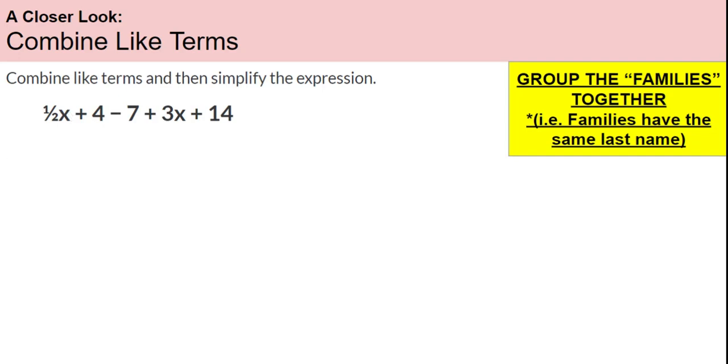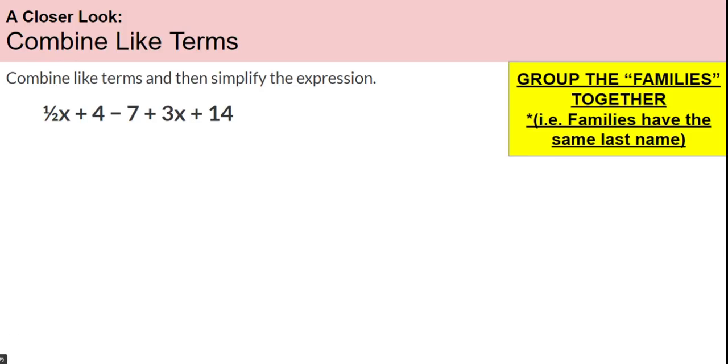So based off of that skills review video, we're not going to do much different. We're going to identify them and then combine them. What does that word combine mean? That's an addition word, or it could be a subtraction word, or you could be adding a negative, but it's an addition word. So we're going to be adding or subtracting.